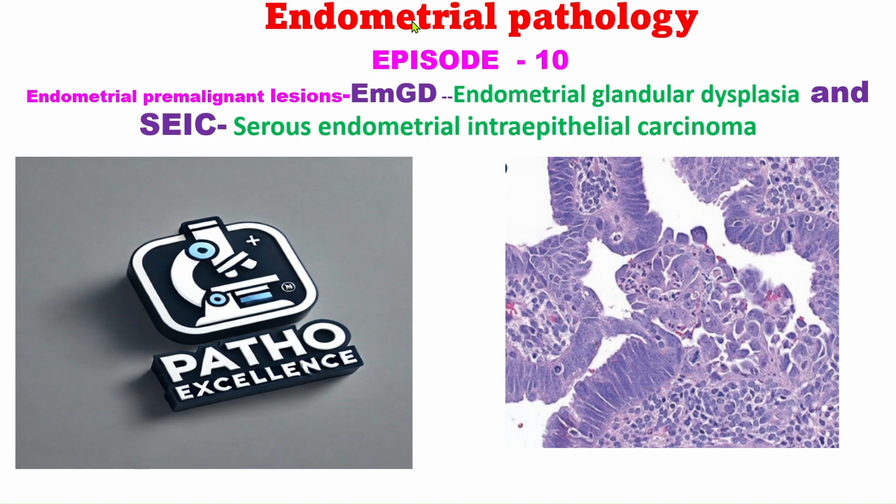Today we will explore a very important topic, endometrial precancerous lesions, focusing on endometrial glandular dysplasia and serous endometrial intraepithelial carcinoma. These lesions represent the earliest morphological and molecular warning signs of endometrial carcinoma, the stage where timely diagnosis can truly make a difference. Let's look closely at their microscopic features, diagnostic criteria, and how to differentiate it from benign mimics.